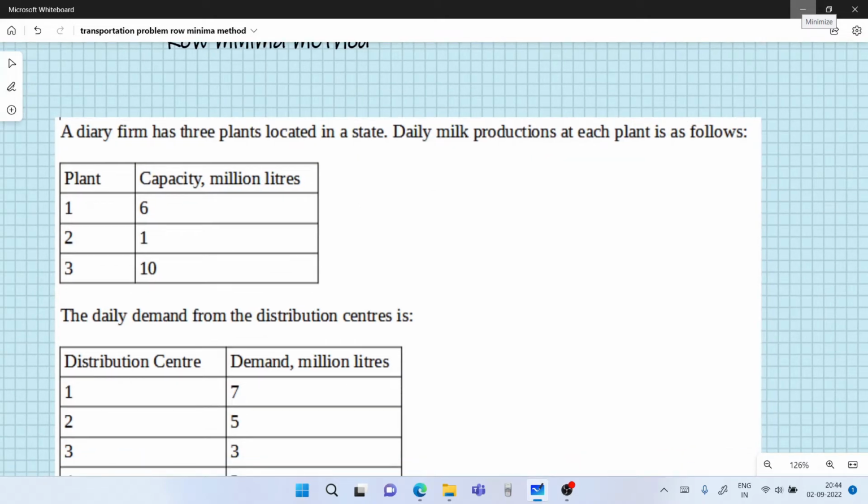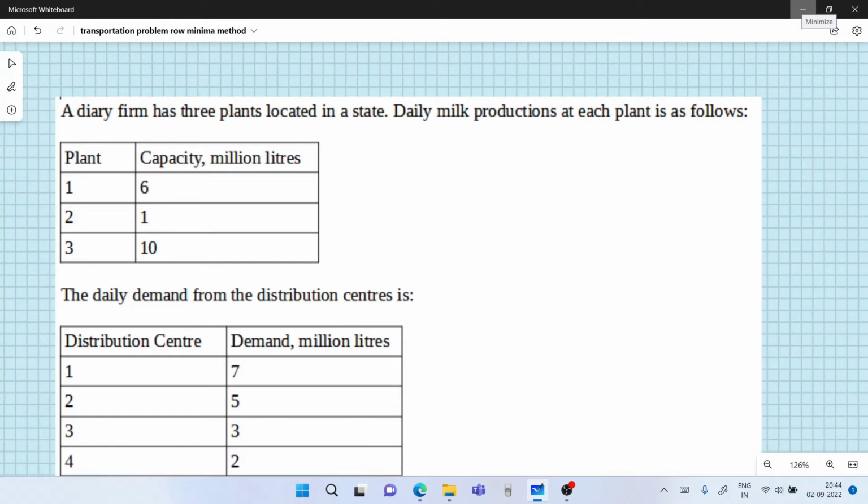A dairy firm has 3 plants located in a state. Daily milk productions at each plant is as follows. Plant number 1, it's 6 million liters. Plant number 2, it's 1 million liter, and plant number 3, it's 10 million liter.